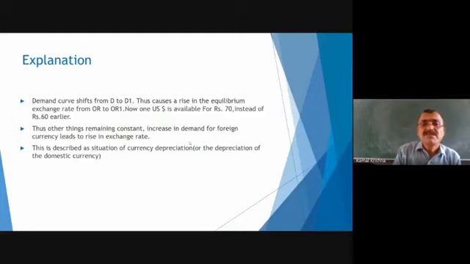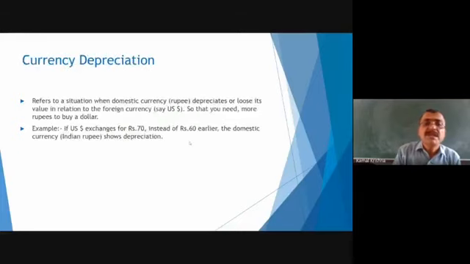Now the next is currency depreciation. I have told you the meaning, students, because questions come in the exam on the meaning of depreciation, devaluation, appreciation. So depreciation means what? You can write down this definition here: depreciation refers to the situation when the domestic currency, your rupee, depreciates or loses its value in relation to a foreign currency, say the US dollar, so that you need more rupees to buy a dollar.